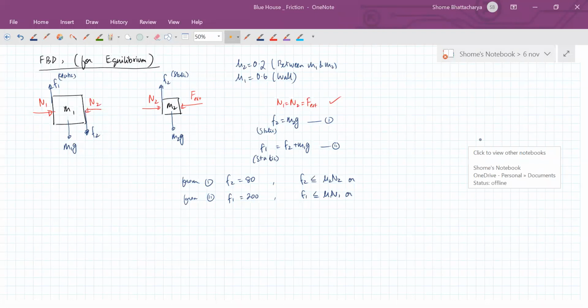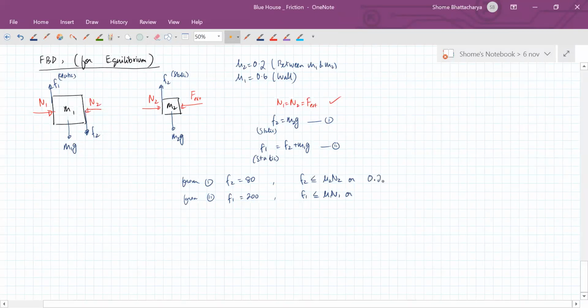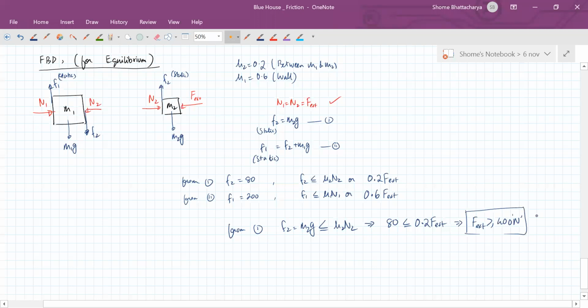So this is 0.2 times F external, and this is 0.6 times F external. Okay. So from equation 1, we are getting a limiting condition that F2, which is equal to M2G, should be less than equal to mu2 N2. So this is giving us a condition that 80 newtons should be less than equal to 0.2 F external. So F external should be greater than equal to 400 newtons. So this is like the first limiting condition we are getting.